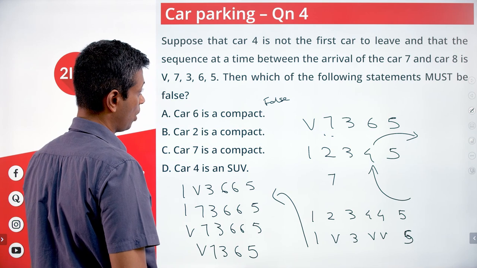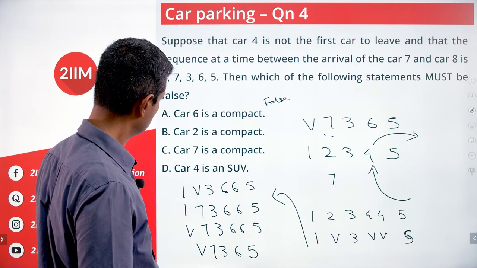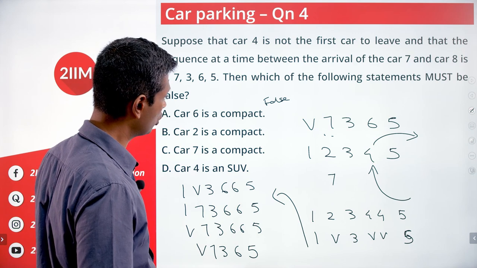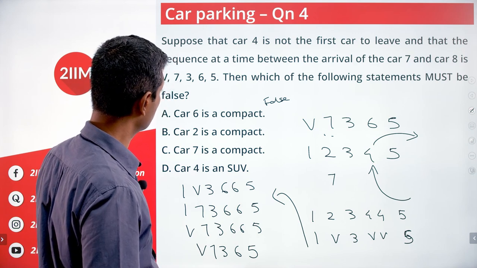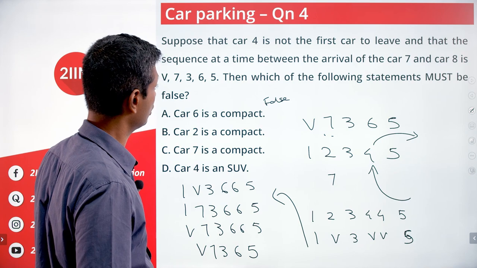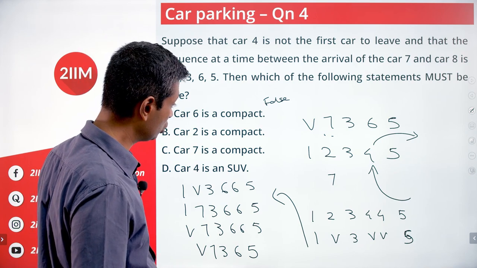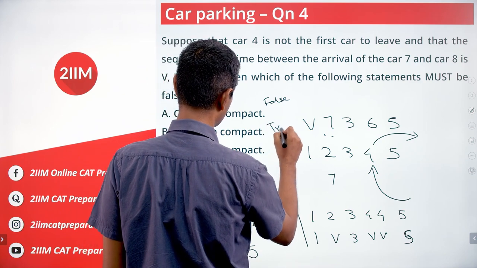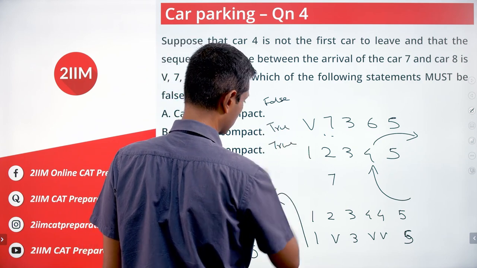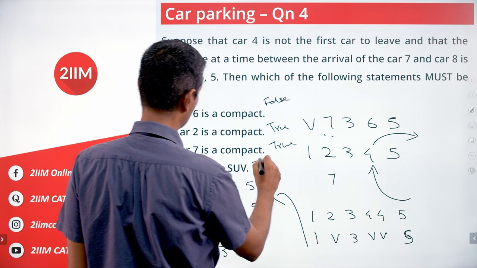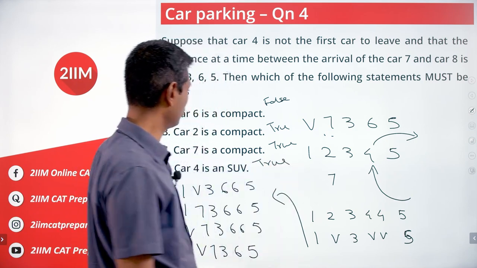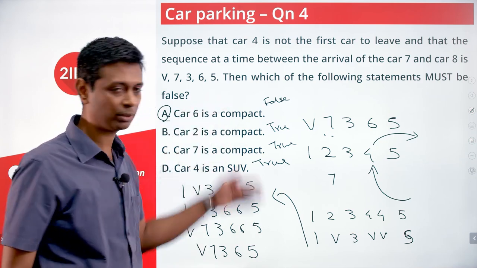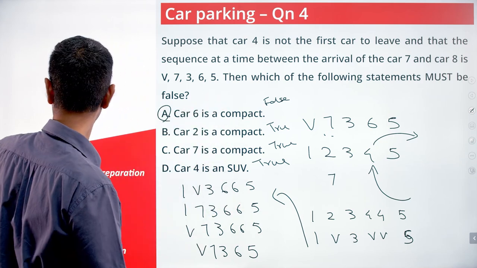Car 2 is a compact. So we have car 6 has to be an SUV. So car 6 is a compact, that is false. Car 2 is a compact, this is true. Car 7 is a compact, this is also true. Car 4 is an SUV, this is also true. 6 replaces 4, so 6 has to be an SUV. This one is false. Other 3 have to be true. Which must be false? That is statement A.